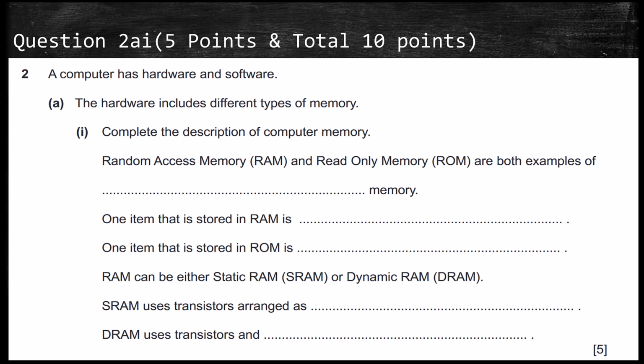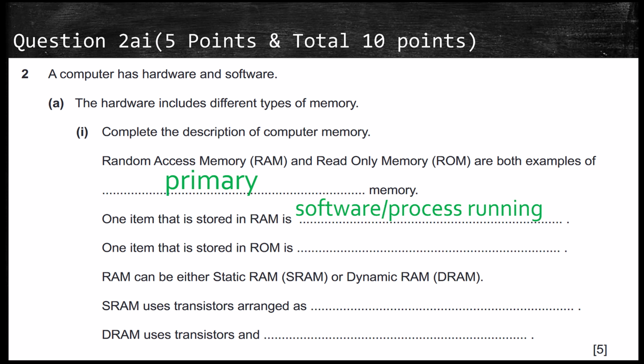Here it says random access memory and read-only memory are both examples of what type of memory. A lot of people want to say secondary, but it's actually primary. If RAM and ROM are primary memory, what's secondary memory? That is going to be your hard drive, either the hard disk drive or solid state drive that you have in your computer. Now, one item that is stored in RAM is the software or the process that's currently running.